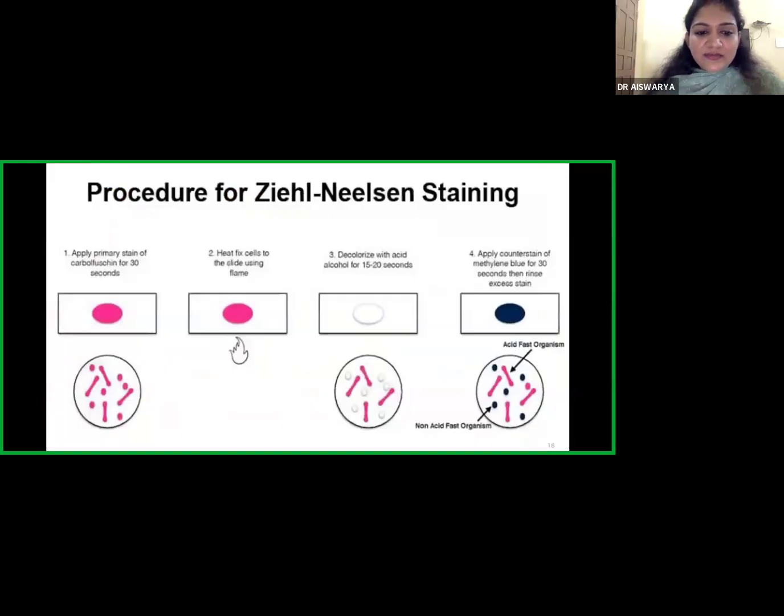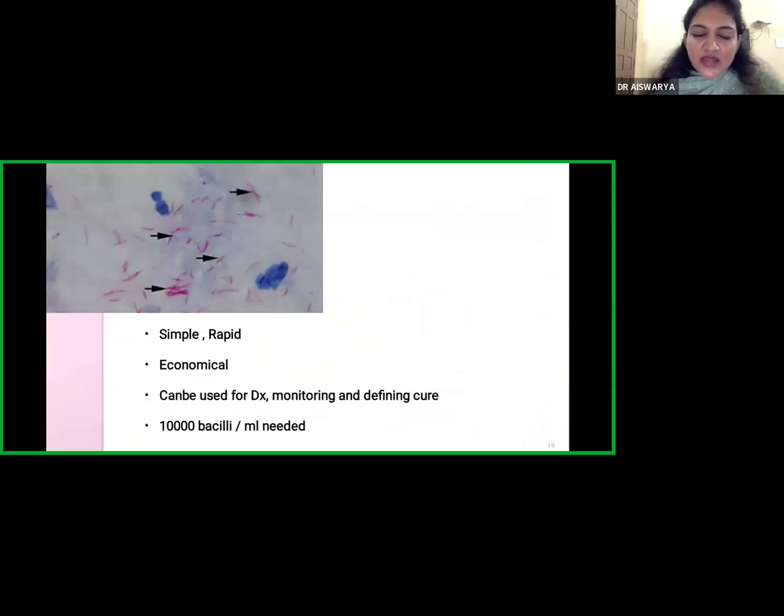So next, this is a picture showing how we do the Ziehl-Neelsen staining. We have heard much about this in the microbiology classes. So we can diagnose acid-fast organisms by doing the Ziehl-Neelsen method. In the next slide, we can see these acid-fast bacilli. The smear examination is actually a very simple, rapid, economical method. Smear is used for diagnosing TB, monitoring TB, and defining the cure also. But one thing is that we need at least 10,000 bacilli per ml of sputum to detect it with sputum smear examination. So smear is a very specific test, but less sensitive. Only 65% sensitivity is there with sputum smear examination.